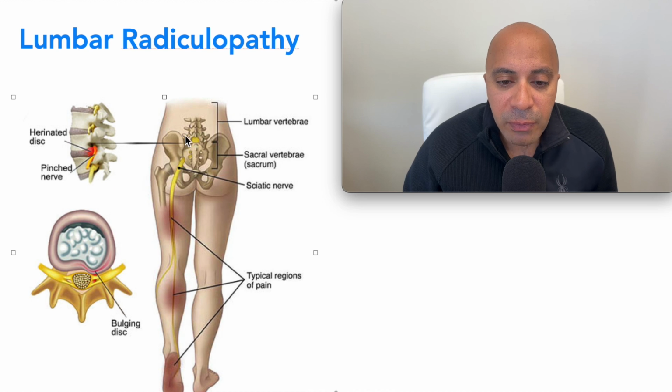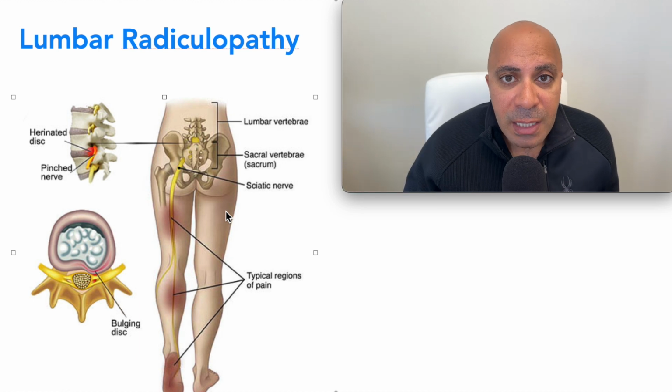Usually you will have compression in the lumbar spine, usually from L4 to S1 around this area, compressing on the nerve, and you start to have sharp shooting pain going down to your legs. And I will leave a link underneath this video on how to diagnose lumbar radiculopathy, the clinical testing that we use in a clinical setting to diagnose it.